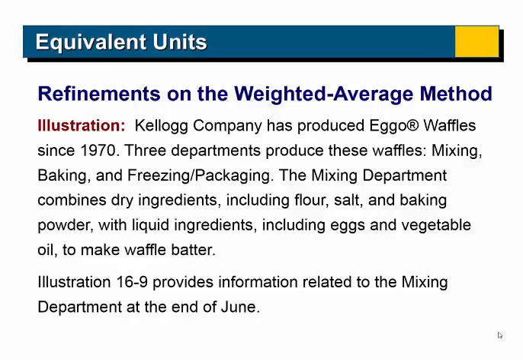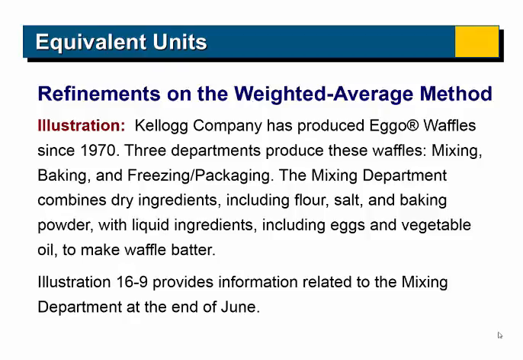Okay, let's now work through an entire example of a company utilizing process costing and specifically utilizing the weighted average method. And we are going to look specifically at one single work in process department. Okay? Kellogg Company has produced Eggo waffles since 1970, and they have 3 departments that produce these waffles.